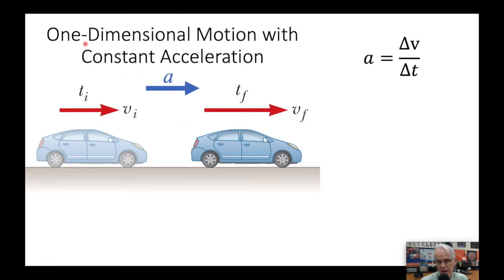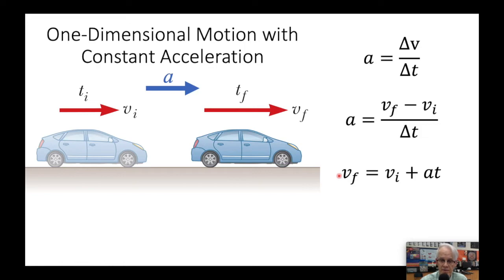Let's start by looking at one-dimensional motion with constant acceleration by looking at our acceleration, which is the change in velocity over the change in time. If we expand delta v to mean v final minus v initial, we have this equation, which we are going to solve for the final velocity. The final velocity then is equal to the initial velocity plus acceleration times time. This actually is our first kinematic equation.